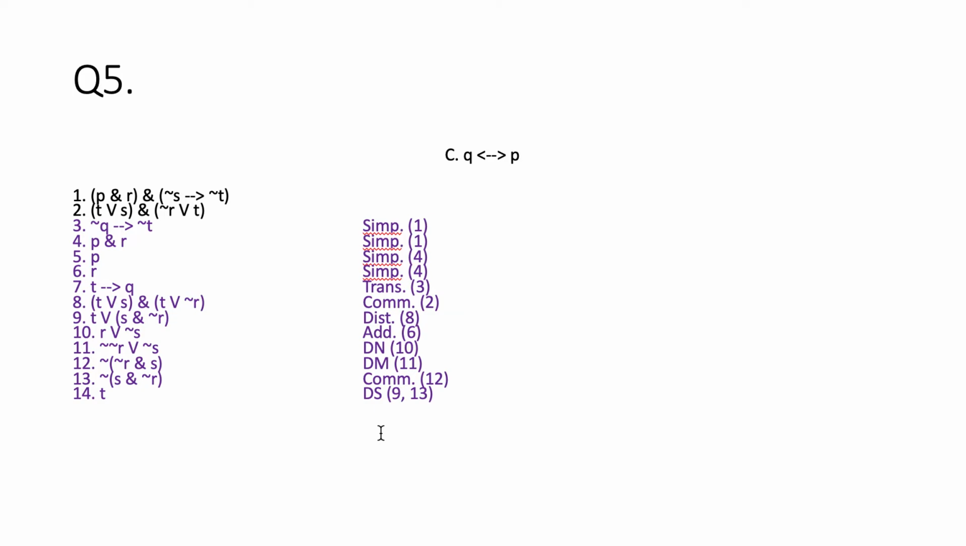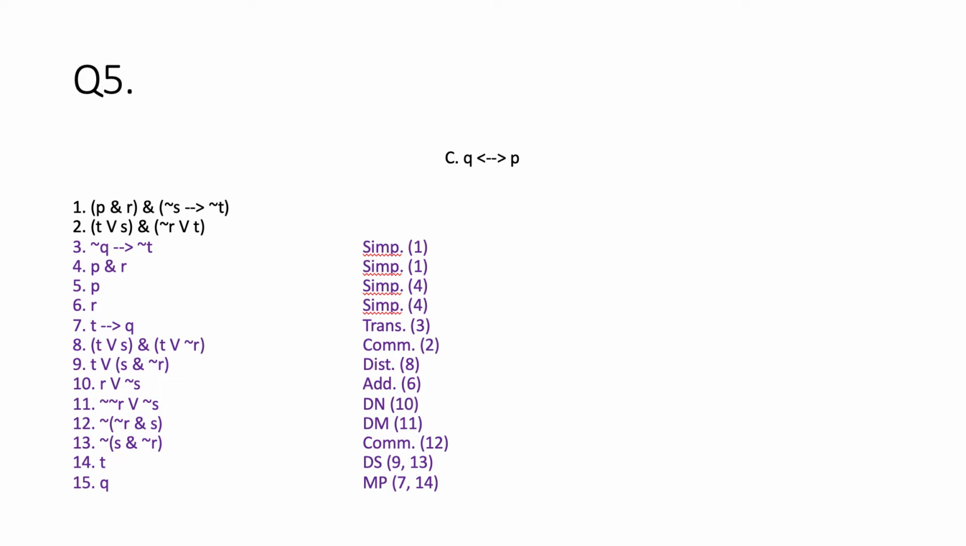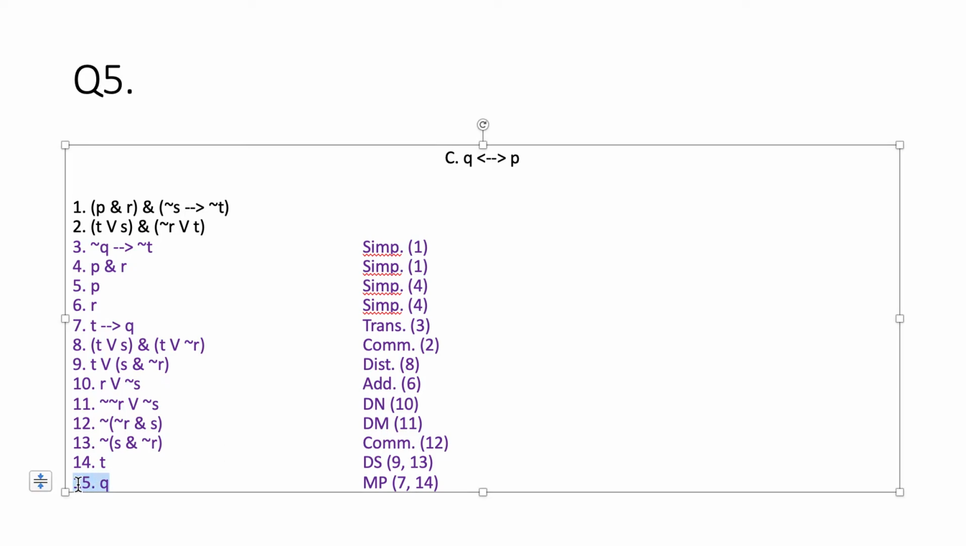So now I have T, I can get Q, as I said before, via modus ponens, 7, 14. Oops. The font size is kind of jumping all over the place. And now I have a Q on line 15. That's half of my conclusion. Line 5, I have a P, which is another part of my conclusion.